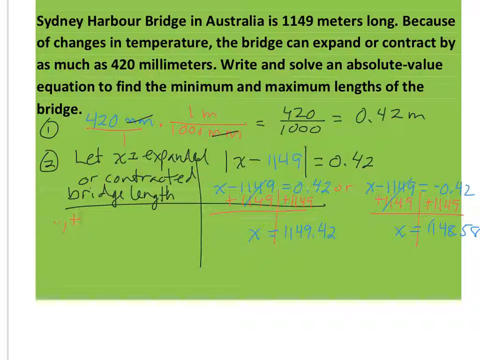So therefore, the maximum length is 1,149.42 meters, and the minimum is 1,148.58 meters.